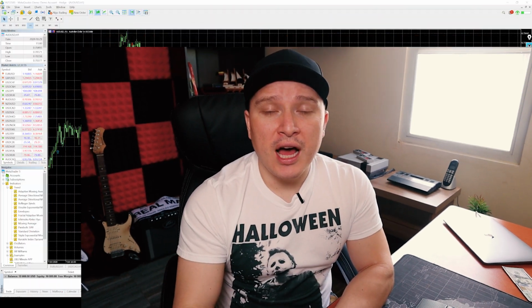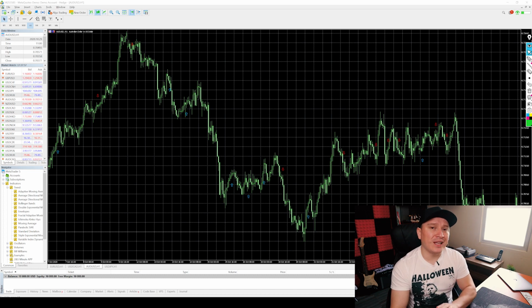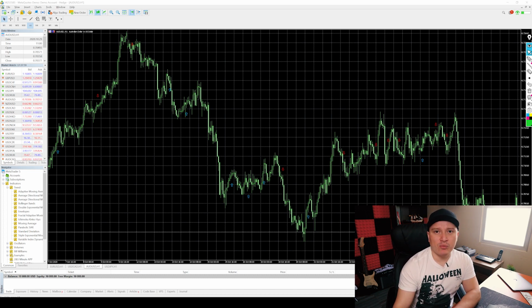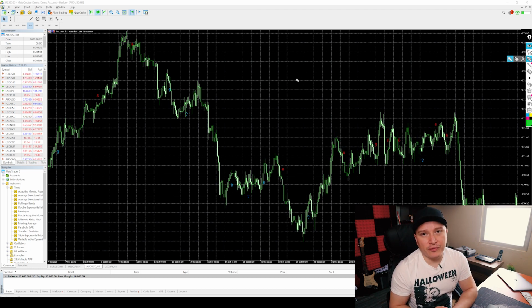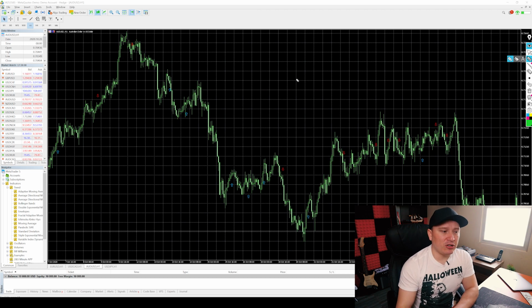So right now, I'm going to explain to you what the application is so that you have a clearer idea as to what we're looking at. As you can see, it is an indicator on MetaTrader 5. And the way this application works is very, very simple. It will tell you when to buy and it will tell you when to sell.